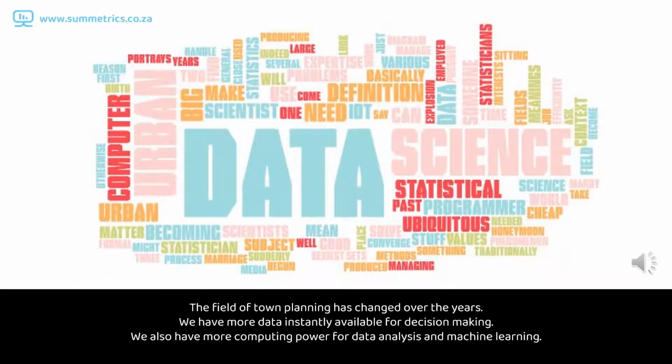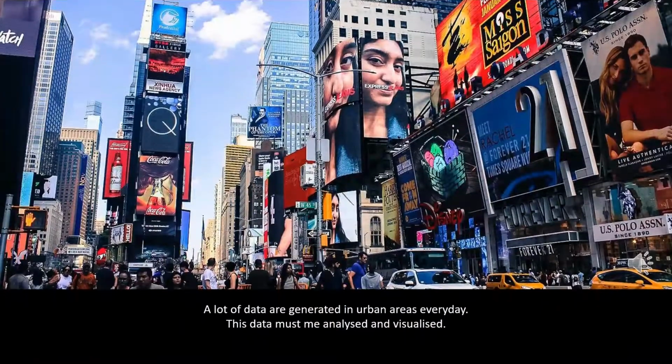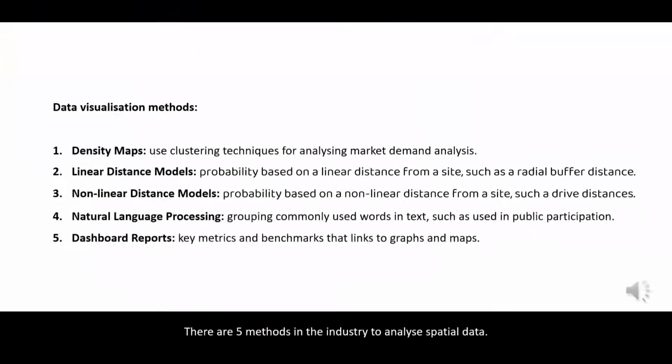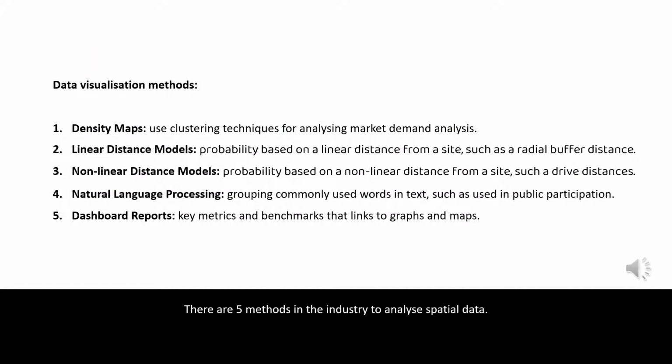The field of town planning has changed over the years. We have more data instantly available for decision making. We also have more computing power for data analysis and machine learning. A lot of data are generated in urban areas every day. This data must be analyzed and visualized. There are 5 methods in the industry to analyze spatial data. One is density maps, secondly linear distance models, thirdly non-linear distance models, fourth natural language processing, and lastly dashboard reports.